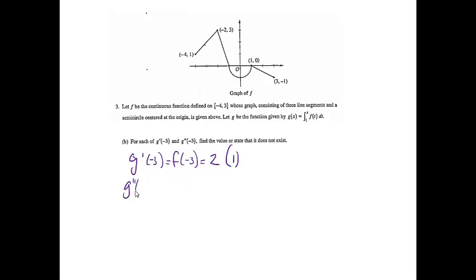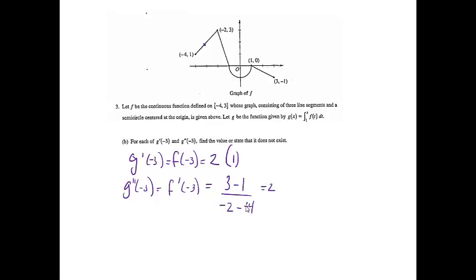And then g double prime of -3 would actually be the derivative of f, which is, I'm going to be looking at the slopes from what I put on my previous slide. So if I look at the slope at -3, I'll just need to find the slope of that line, and I'm going to use y2 minus y1 over x2 minus x1, so it'll be 3 minus 1 over -2 minus -4.